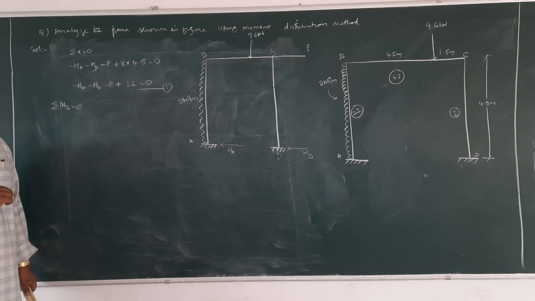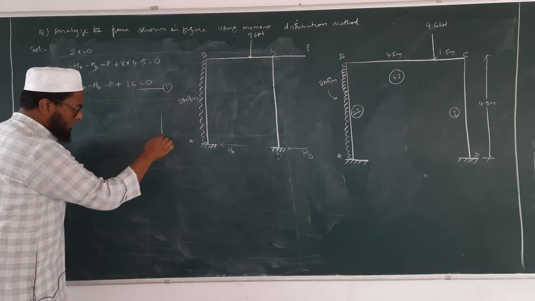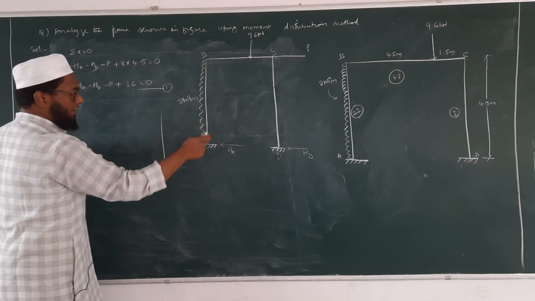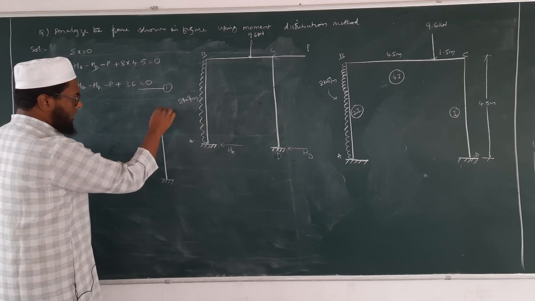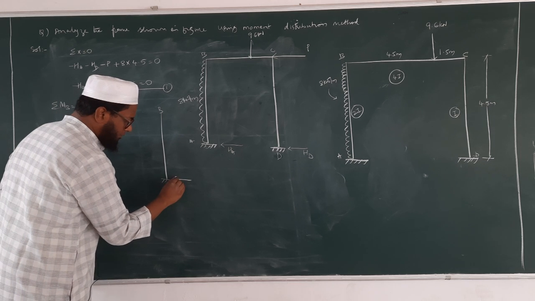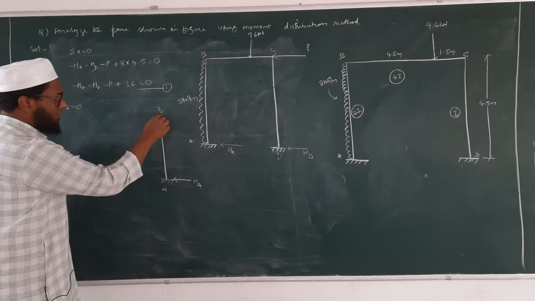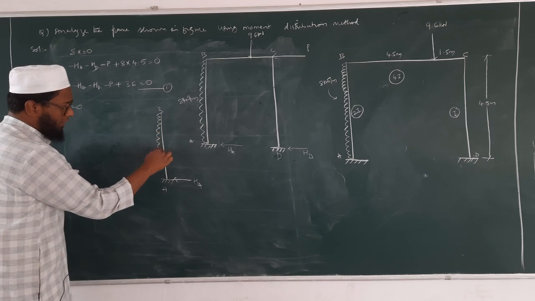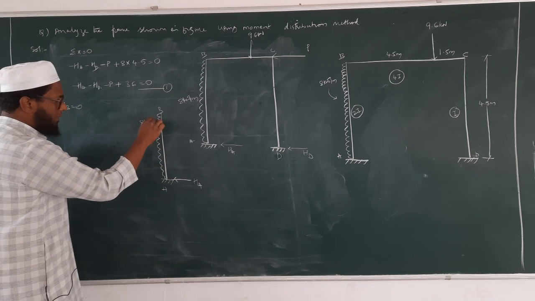Can we do it? Yes. But before that, I will consider only span AB. Span AB. This is B and A. We have here HA. We have a UDL over here of intensity 8 kilonewton per meter.